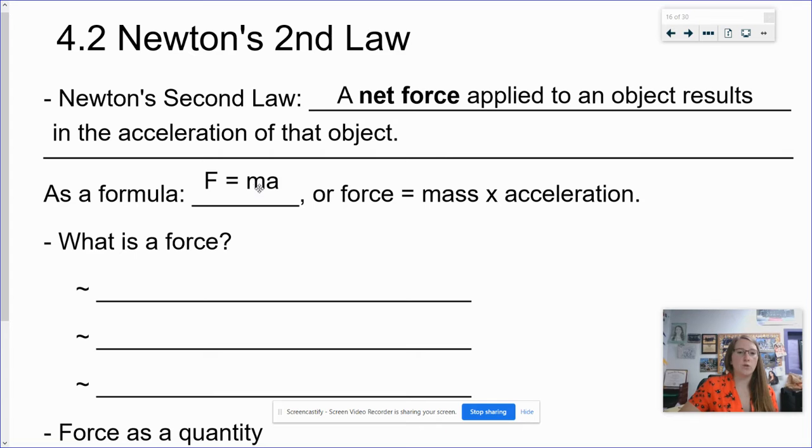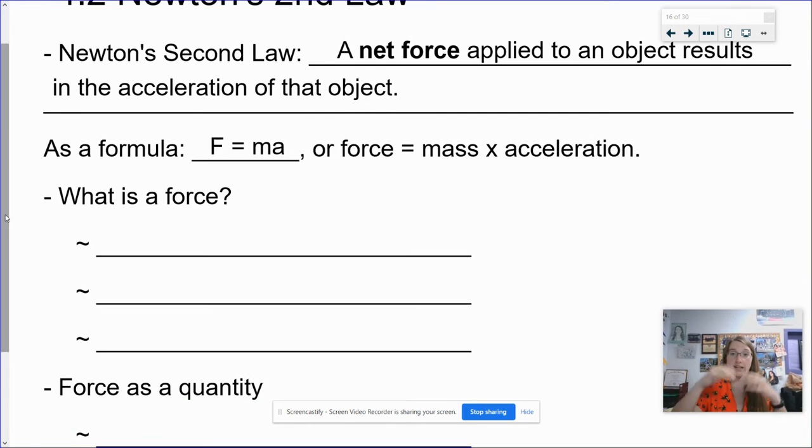So as a formula, this is F equals ma. You may have seen this before. You probably have learned this in earlier years, but this is force equals mass times acceleration. This is, again, the formula. The mass of the object is going to be accelerating at a certain rate, and that's how we measure the force acting upon that object. It's mass times its acceleration. The greater the acceleration, the greater the force being put on my object.